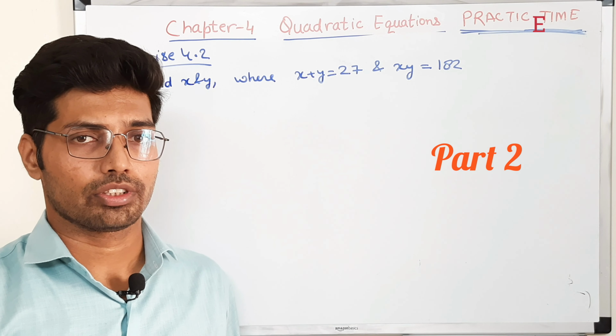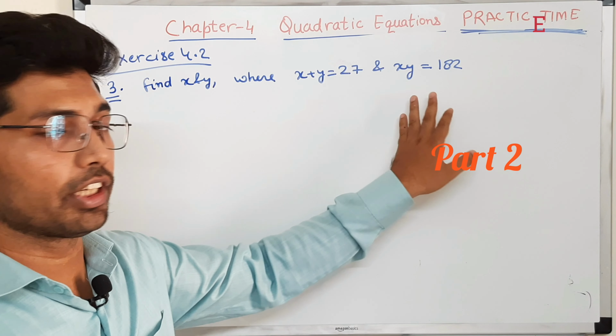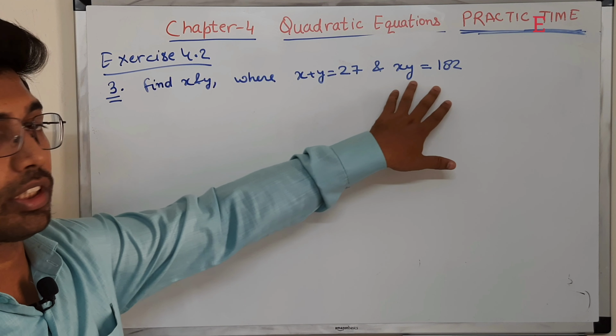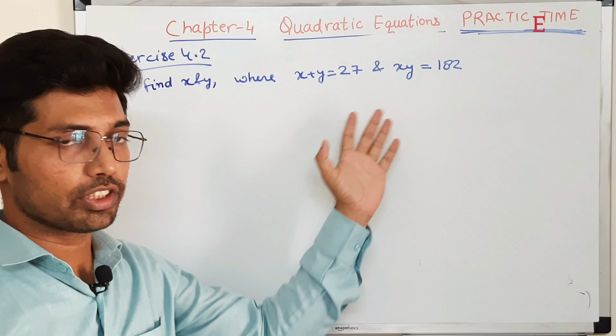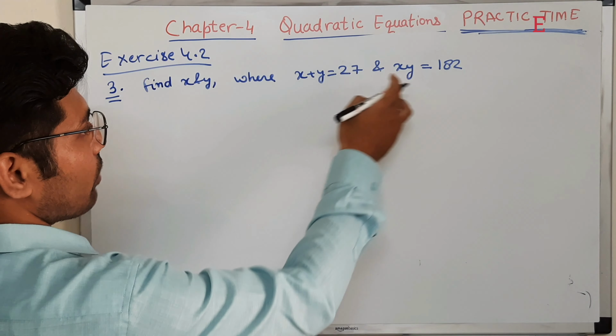So in this question we need to find two numbers whose sum is 27 and product is 182. So let's take these numbers as x and y. Sum is 27 and product is 182. So we have two equations and two variables, so we can solve it. Okay, so take the value of y into here.